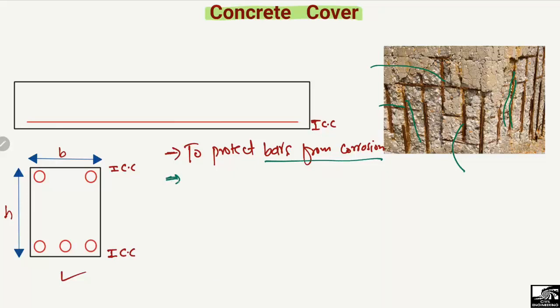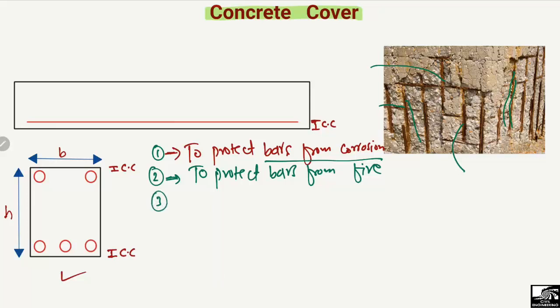The second reason is to protect the steel bar not only from corrosion but also from fire. If fire happens in any building, then we have to provide higher concrete cover in order to protect the reinforcement bar from the fire. So in order not to reduce the tensile capacity, if the fire goes to the steel bar and it reduces the capacity, so what happens? The whole loading capacity of the structure is reduced.